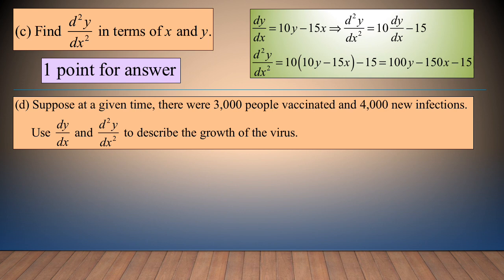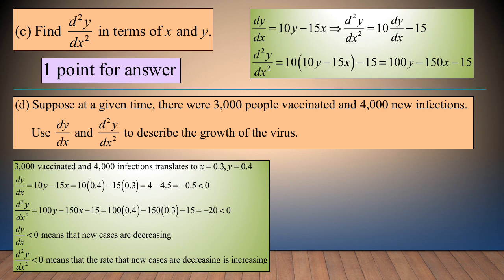Question D reads, suppose at a given time there were 3,000 people vaccinated and 4,000 new infections. Use dy/dx and the second derivative of y with respect to x to describe the growth of the virus. 3,000 vaccinated and 4,000 infections translates to x is equal to 0.3 and y equals 0.4. So dy/dx equals 10y minus 15x, or 10 times 0.4 minus 15 times 0.3, which is 4 minus 4.5, and that is negative 0.5, which is a negative number. The second derivative is 100y minus 150x minus 15, and plugging in 0.3, 0.4, we get 100 times 0.4 minus 150 times 0.3 minus 15, and that is negative 20, which is also negative.